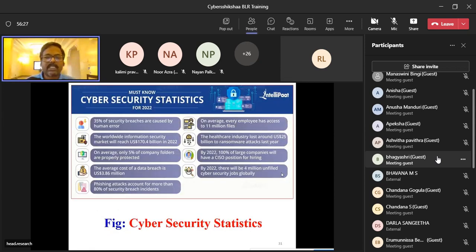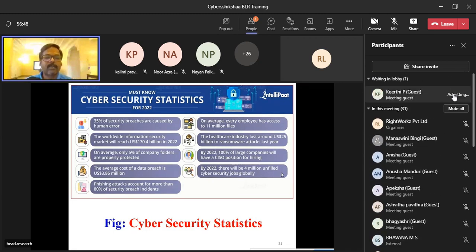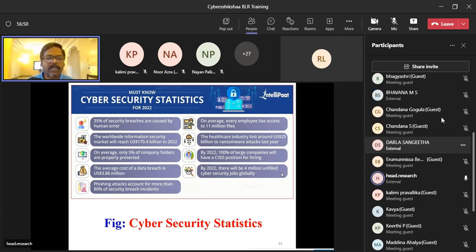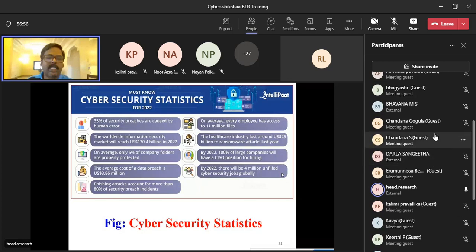So, cyber security statistics: 35% of security breaches are caused by human error. The worldwide information security market will reach 170.4 billion US dollars in the year 2022, that means in this year. On average, only 5% of company folders are properly protected. The average cost of a data breach is 3.86 million US dollars. Phishing attacks account for more than 80% of security breach incidents. On average, every employee has access to 11 million files.